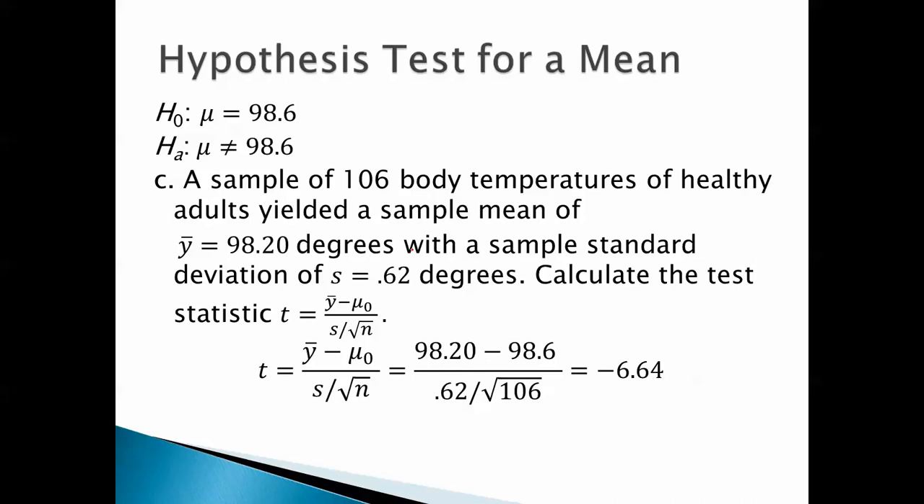Okay, so t equals y bar, which we were told is 98.2 degrees, so plug that in here, minus mu sub 0, we were told that's 98.6, and that comes from here, over s, that's the sample standard deviation, over square root n. Well, n in this case is 106, so that would be over square root 106. And that equals 6.64. Well, what does that mean?